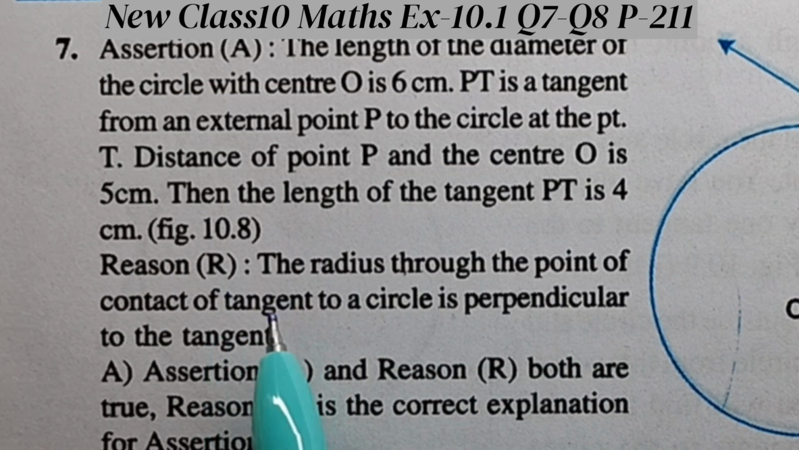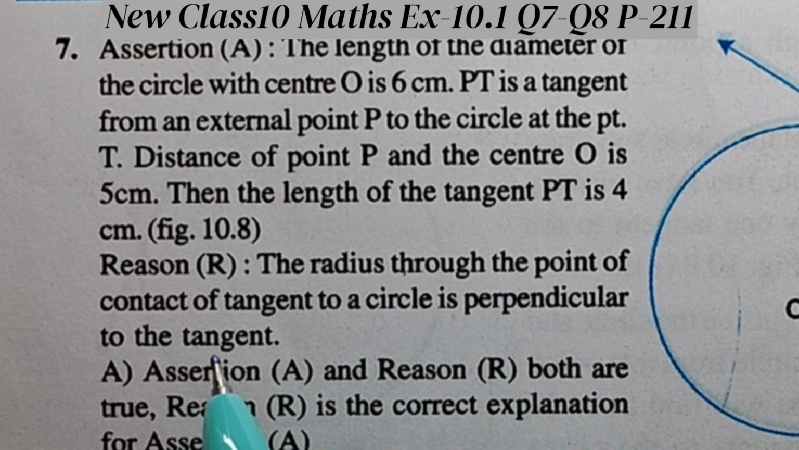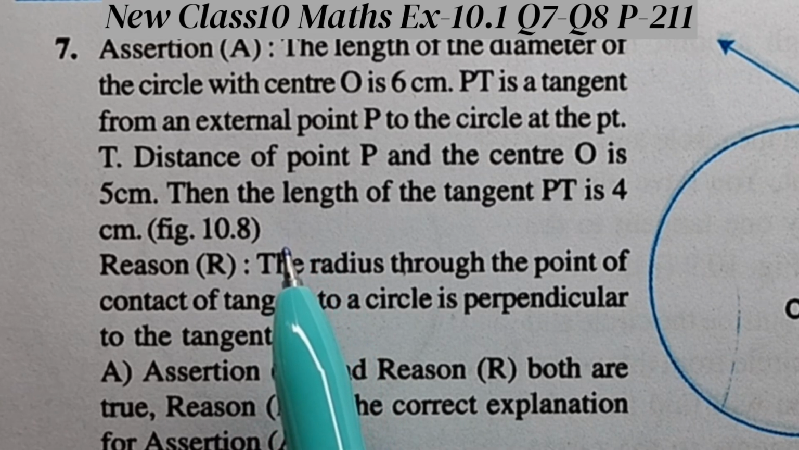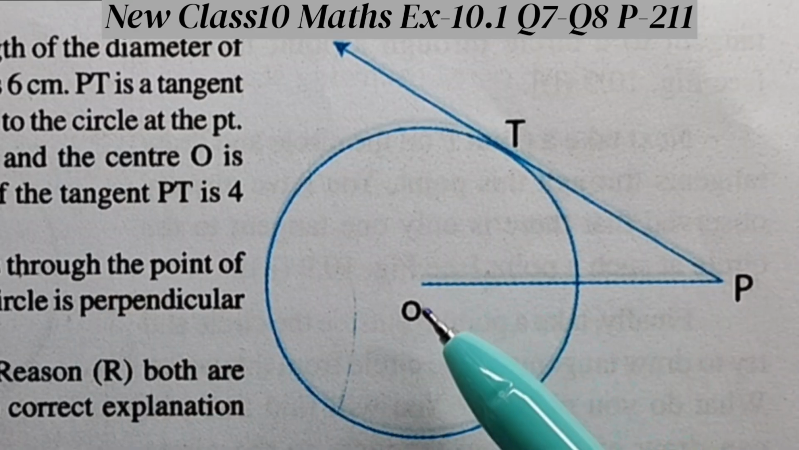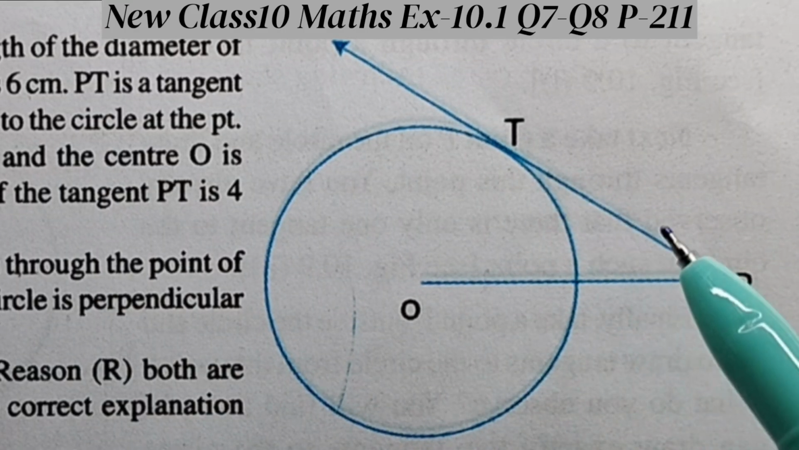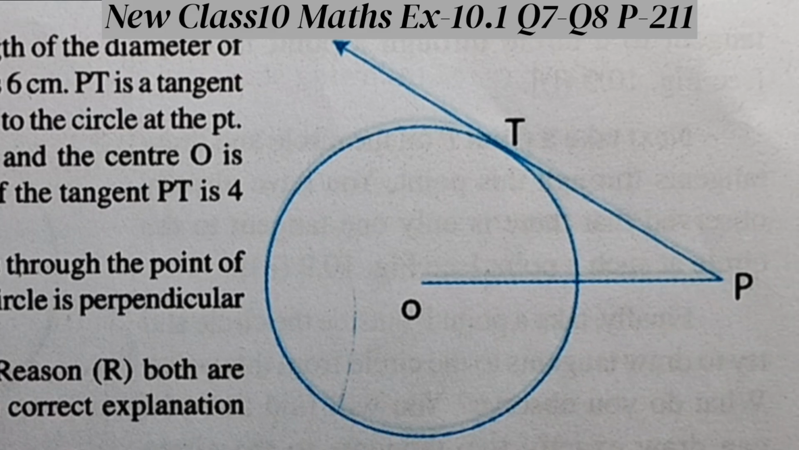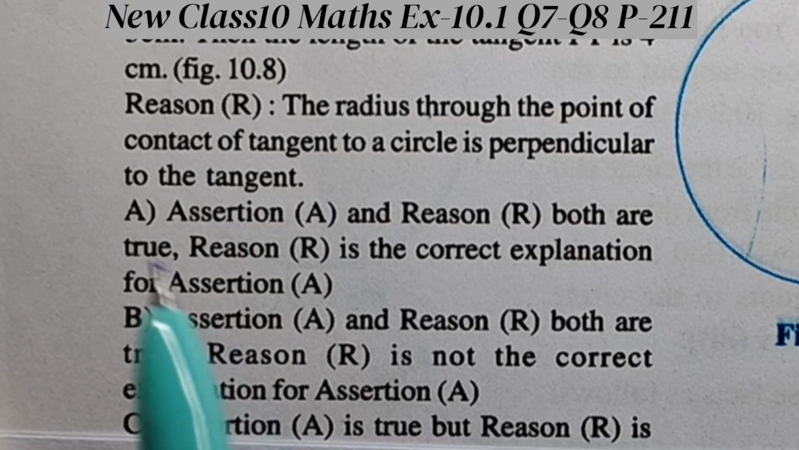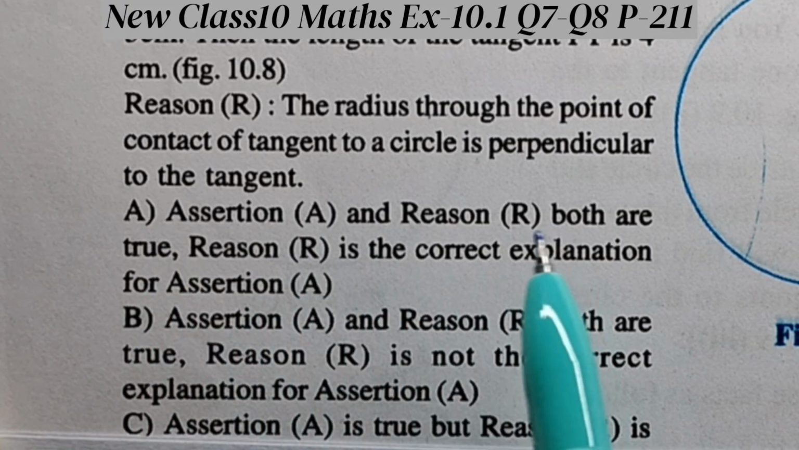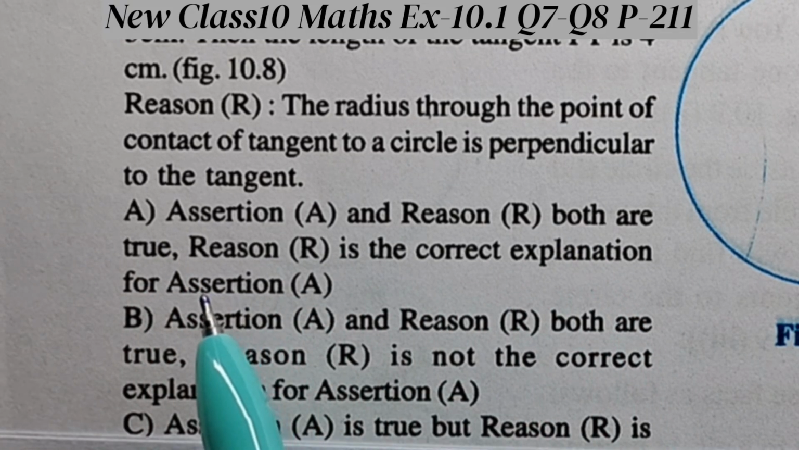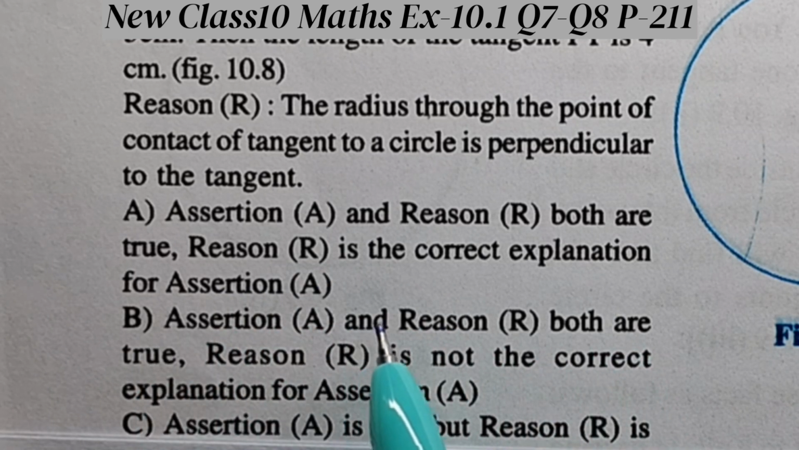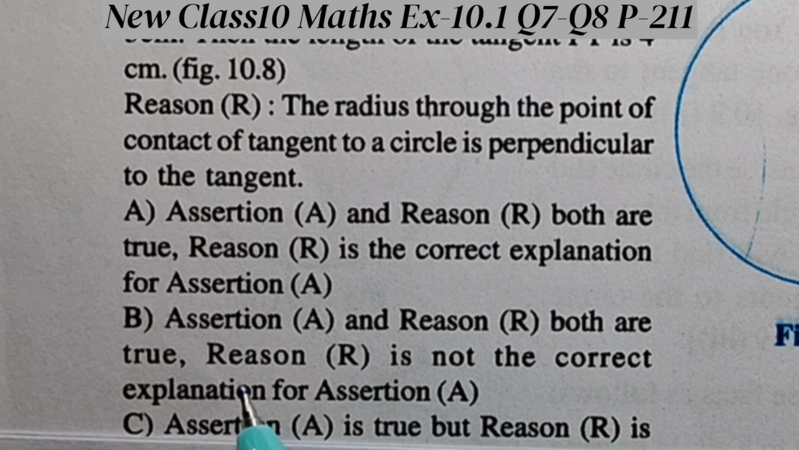Now the reason: the radius through the point of contact of a tangent to a circle is perpendicular to the tangent. The reason is also correct. This is the radius and this is perpendicular to the tangent, so this is the property of a tangent. Both assertion A and reason R are true. Option A: assertion A and reason R both are true, and reason R is the correct explanation for the assertion A. So A is the correct answer.